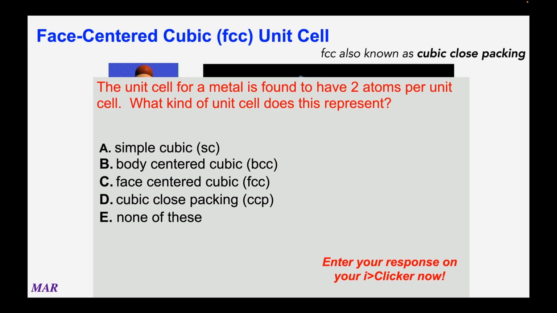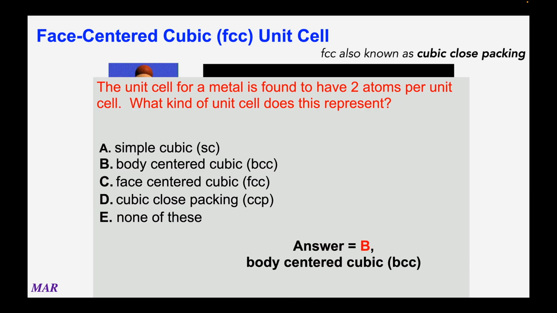It says the unit cell for a metal is found to have 2 atoms per unit cell. What kind of unit cell does this represent? And there's all those different choices right there. Well, if you remember from what we just talked about, simple cubic, answer A, is 1 atom per cell. Answer C, face-centered cubic, is 4 atoms per cell, and face-centered cubic is the same, for us anyway, as cubic close packing, the CCP, answer D. But body-centered cubic, BCC, that has 2 atoms per cell. So the answer here would be B.